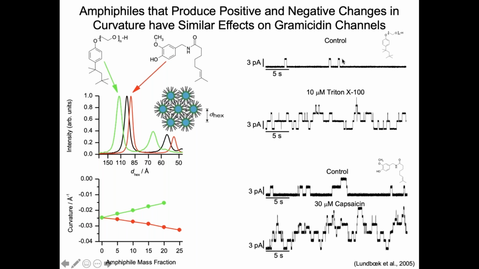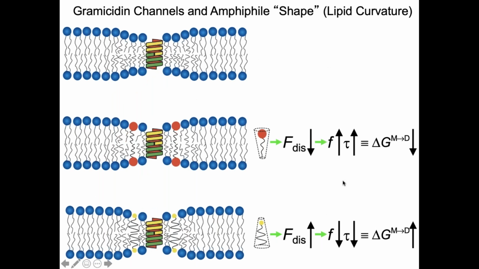We have seen that Triton increases the likelihood of forming dimers and shifts the monomer-dimer equilibrium towards the conducting dimers. We would have expected, if curvature was a dominant feature here, that capsaicin should have the opposite effect. It does not. Capsaicin also shifts the monomer-dimer equilibrium toward the conducting dimers. And so we can conclude that this popular scheme is wrong.